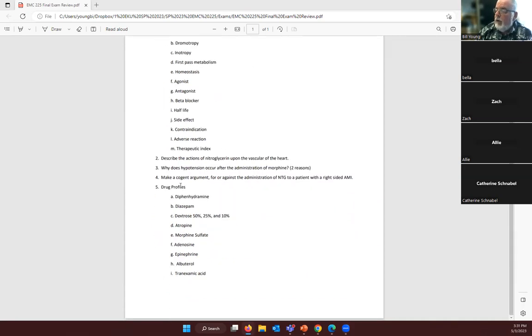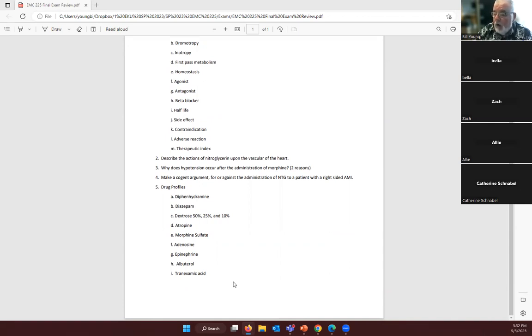One of the things that I will point out is we will not go through number 5 because this has basically already been provided for you in the PowerPoints. These are the drugs that you need to be familiar with as far as drug profiles on the exam. Diphenhydramine or Benadryl, diazepam or Valium, dextrose 50, 25, and 10%, atropine, morphine sulfate, adenosine, epinephrine, albuterol, and tranexamic acid.